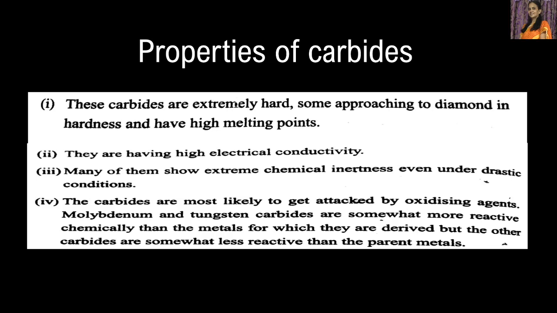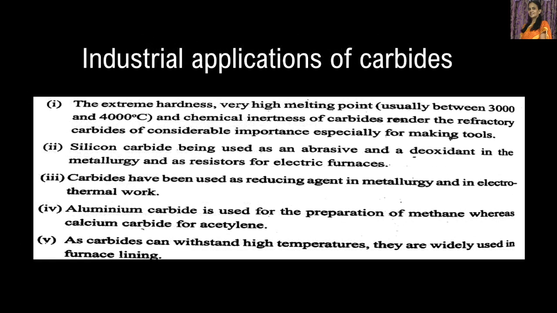Molybdenum and tungsten carbides are somewhat more reactive chemically than the metals from which they are derived, but the other carbides are somewhat less reactive than the parent metals. Next, the extreme hardness, very high melting point, usually between 3000 to 4000 degrees centigrade, and the chemical inertness of carbides render the refractory carbides of considerable importance, especially for making tools.